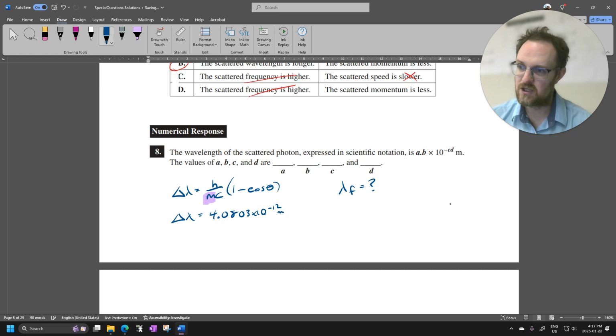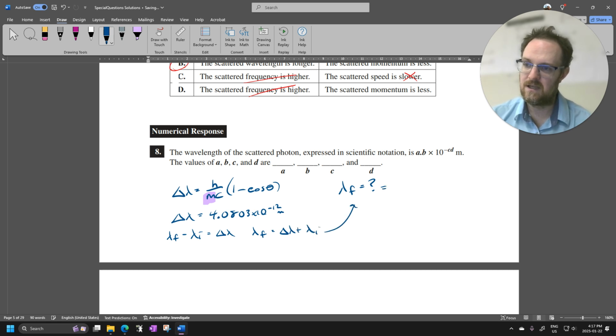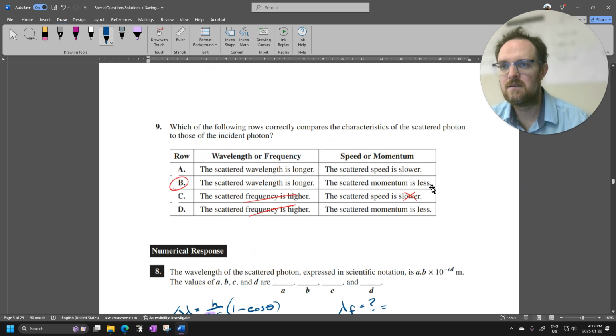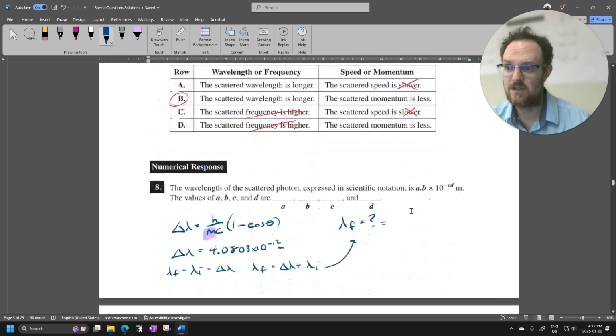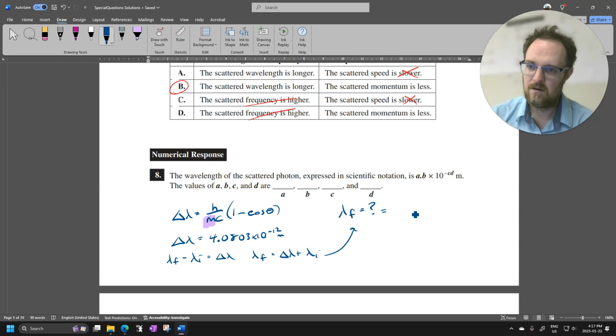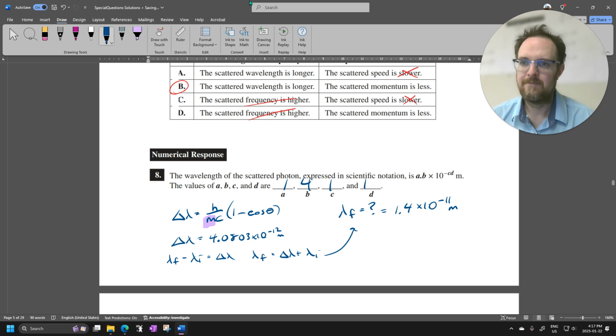So there is my change. Remember, this is equal to final minus initial. That's what my change is equal to. So my final is equal to my change plus my initial. And that's going to end up being this plus this number that I have up here, 9.945 times 10 to the negative 12. It's a significant change here. It's going to be 1.4 times 10 to the negative 11 meters. So I'd probably put 1411 in that spot there. Whew.